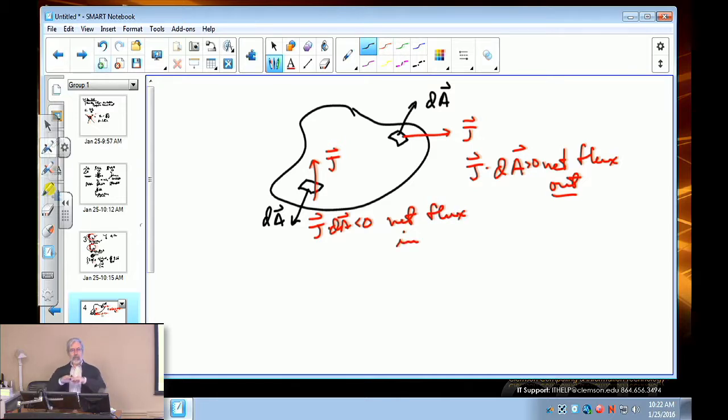Now let's add up all of those contributions over the complete surface. I'm going to look at every little piece and figure out whether I'm getting J flowing in or flowing out, and I'm going to add it up over the entire surface. I could have some flowing in somewhere and flowing out somewhere else, so I might have a net zero. If I've got a net flow in or a net flow out, it's going to change what is inside. If I have a net flow in, I'm going to have more stuff inside as a result. If I have flowing out, I'm going to have less stuff inside as a result.